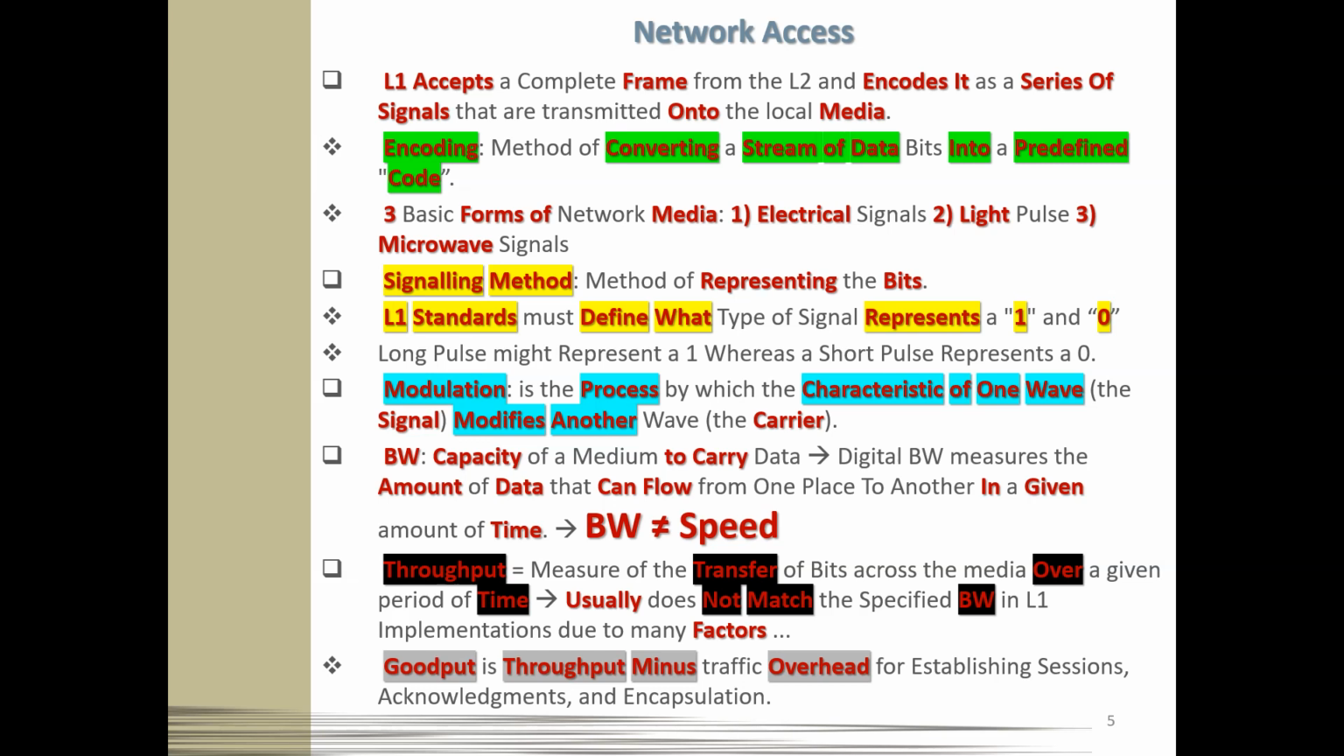Next stop is modulation, and this concept is very important for wireless communication. Modulation is defined as the process by which the characteristic of one wave, known as the signal, modifies another wave, known as the carrier. We then move on to the definition for bandwidth, shown as BW here. Bandwidth is defined as the capacity of a medium to carry data. Digital bandwidth measures the amount of data that can flow over the medium from one place to another in a given amount of time. So, amount of data in a given amount of time.